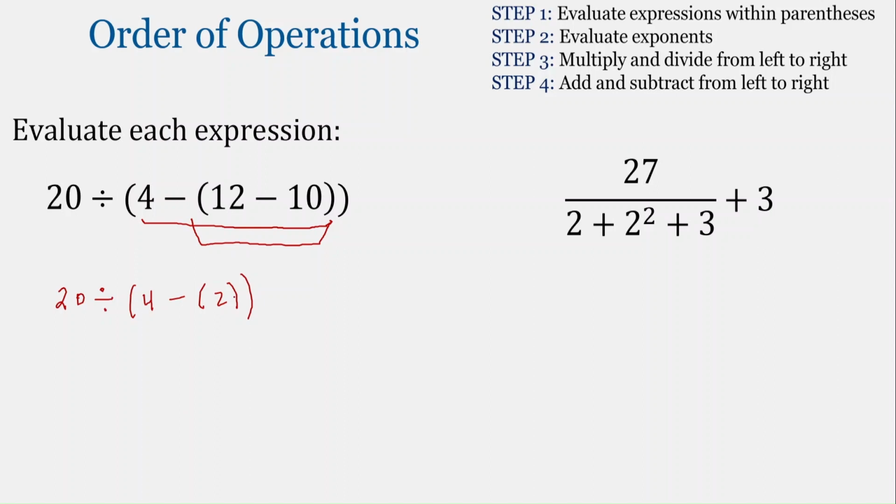Now we can get rid of the parentheses around the 2. So 20 divided by 4 minus 2. Still have this set of parentheses. 20 divided by 4 minus 2, that's 2. I'll go ahead and leave the parentheses off. No longer have parentheses. There are no exponents.